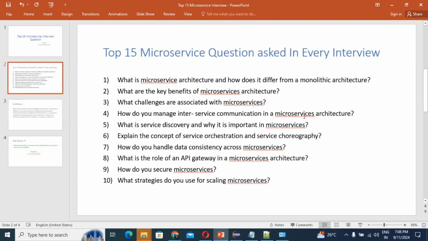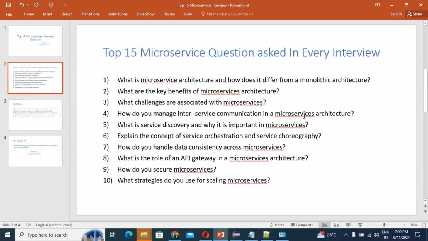Next question: what challenges are associated with microservices? Challenges are the difficulties you may face while implementing microservices. The challenges associated with microservices include all these points.